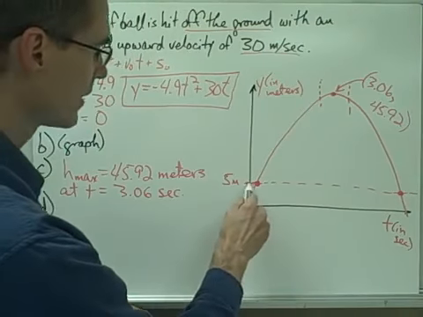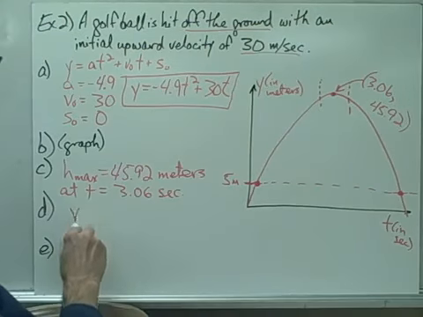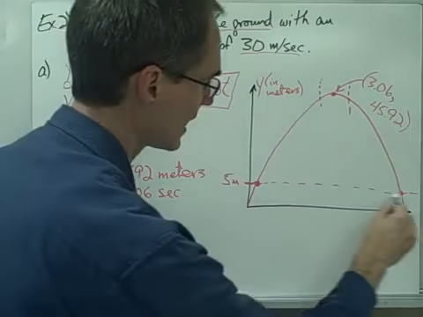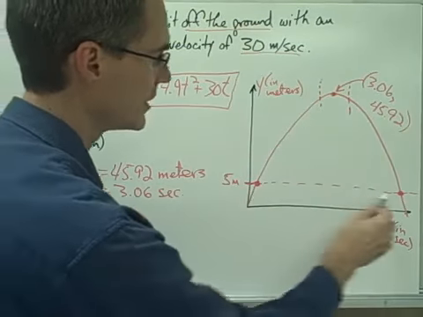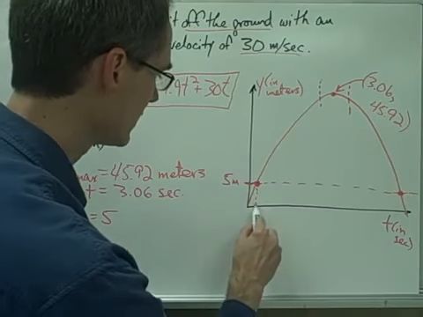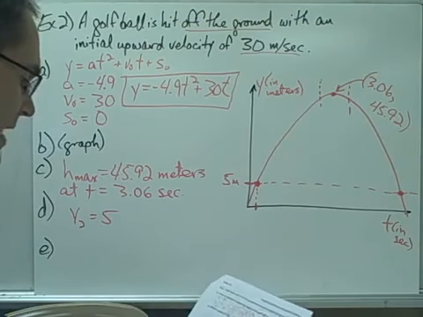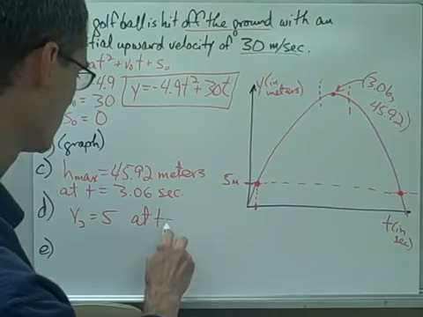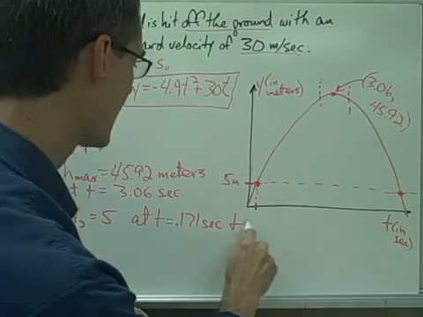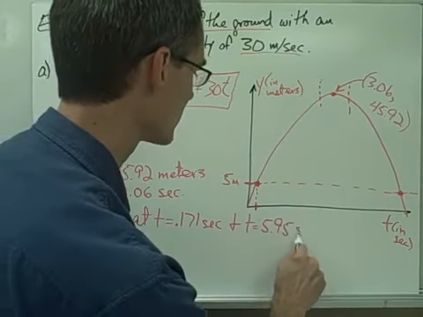And for both of them, probably the easiest thing to do is to enter into my graphing calculator y1, which is this equation, and y2 equals 5, that'll give me a straight line across here, and I can just find these two intersection points. I've discovered that y is going to be equal to 5 at t equals 0.171 seconds, and at t equals 5.95 seconds.